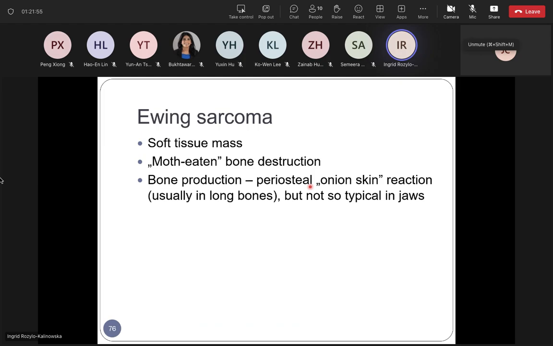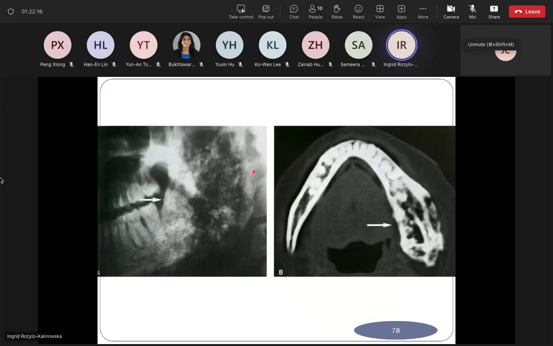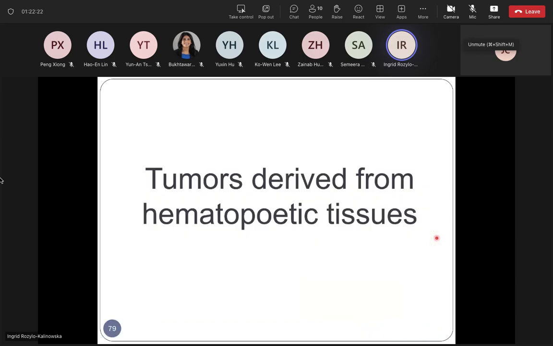It can also produce this periosteal new bone in the onion skin, onion peel. So again, pretty much like osteomyelitis. And there is a child, so there's sunburst appearance and a tumor. There's a huge tumor, so expansion of the mandible with sunburst appearance. And we've got a lot of tumors that grow from incorrect production of blood cells, so hematopoietic tissues.